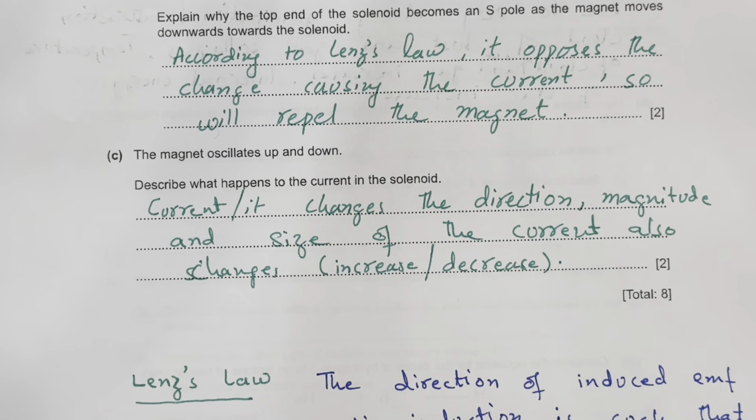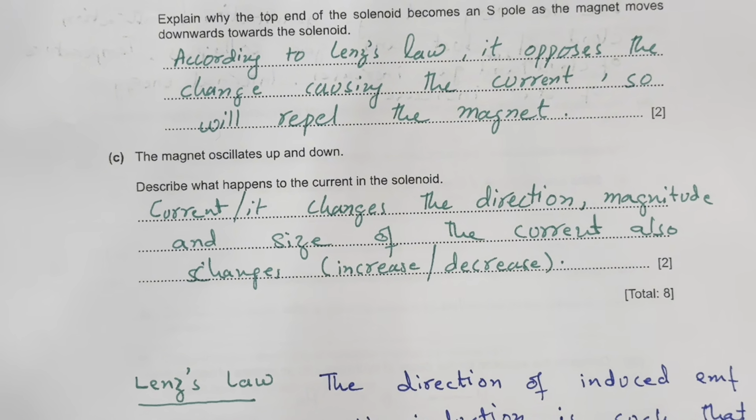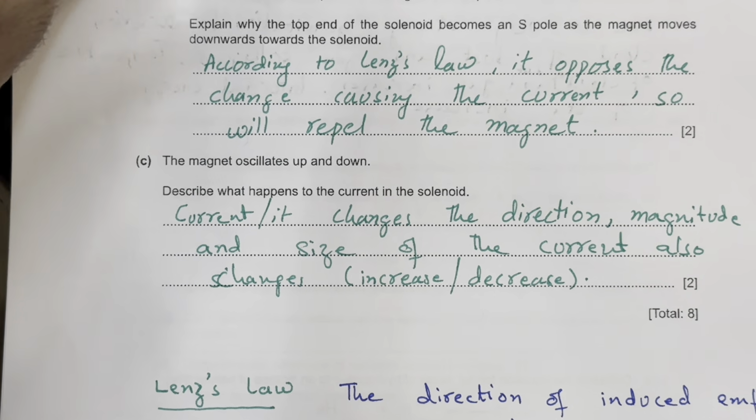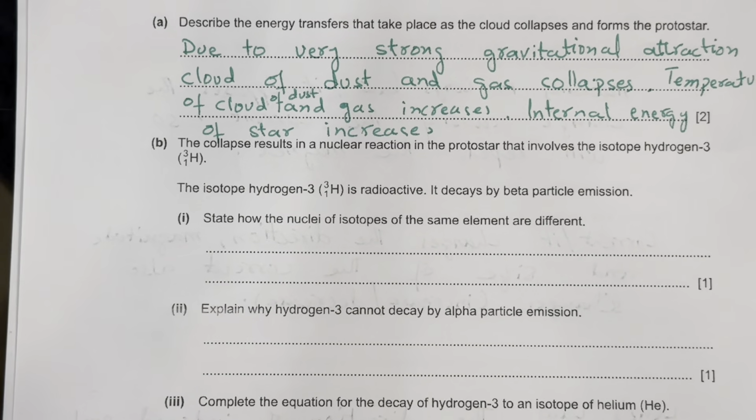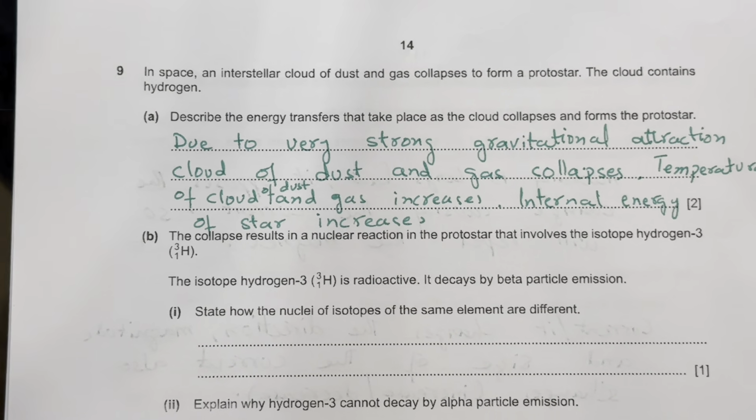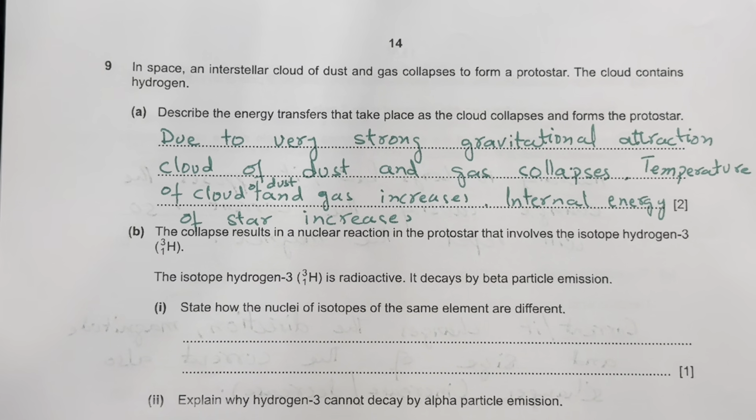Now we will move to the second last question of our paper, that is question number 9. Okay, question number 9 is about space physics, astronomy. In space, an interstellar cloud of dust and gas collapses to form a protostar. The cloud contains hydrogen. Describe the energy transfers that take place as the cloud collapses and forms the protostar.